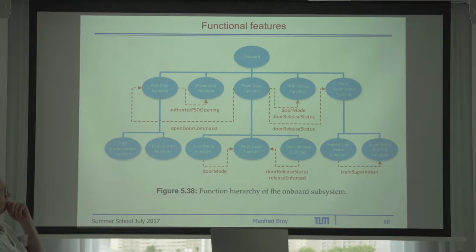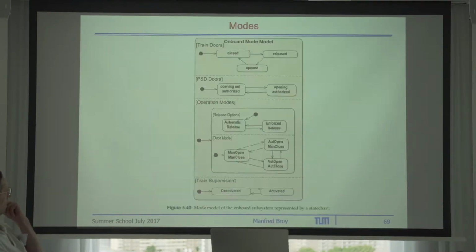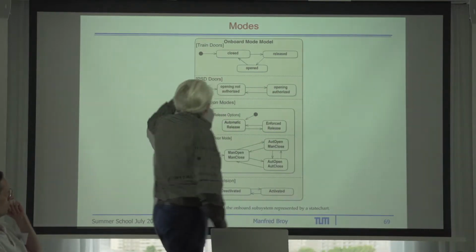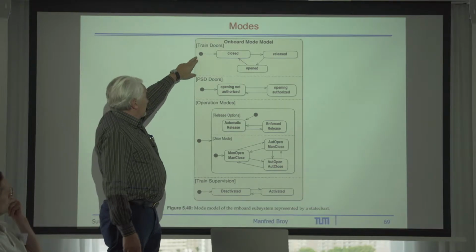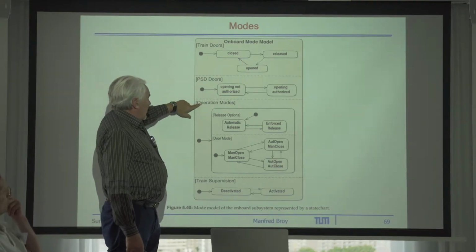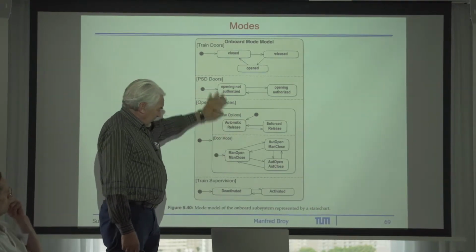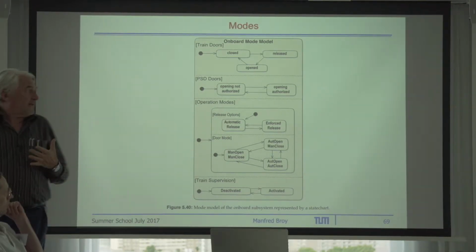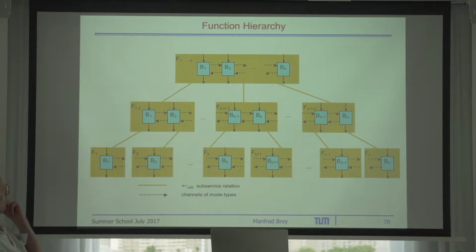And what we saw is that a lot of the problems in the requirements document had to do with those feature interactions. Here you see again the mode model. This is from a train we did together with Siemens: train doors, operation modes, and so on. I will not go into details, just to give you an idea how you can do that in a practical way. The idea, of course, is to form a functional hierarchy.